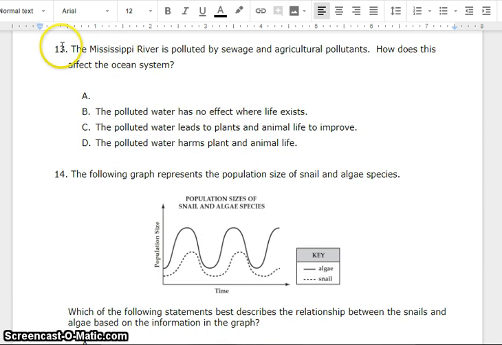Number 13. The Mississippi River is polluted by sewage and agricultural pollutants. How does this affect the ocean system? A. The river is polluted. B. The polluted water has no effect where life exists. C. The polluted water leads to plant and animal life to improve. D. The polluted water harms plant and animal life.